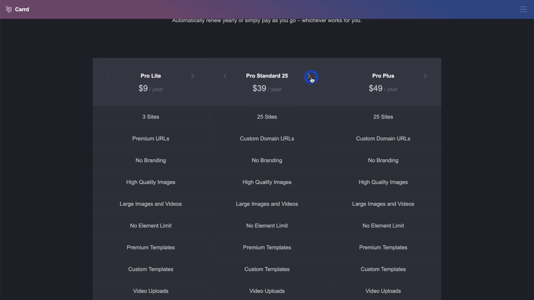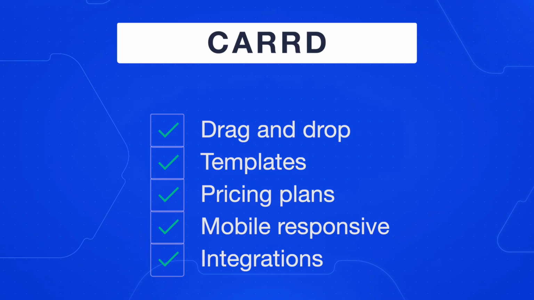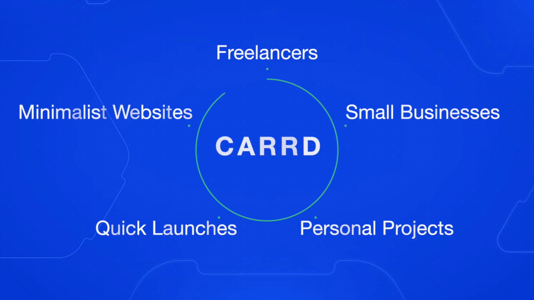And we did make a video recently where we talked about a business idea where you can build other people's websites and host them on Card. So for $250 a year, you can have 250 websites. So the key features are the drag and drop interface, the starting templates that you can use, the affordable pricing plans. They are mobile responsive as well by default, and you can have built-in integrations. And it's best for freelancers, small businesses, or personal projects. And it's ideal for things like quick launches or minimalist websites.